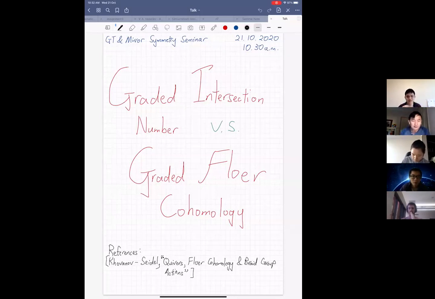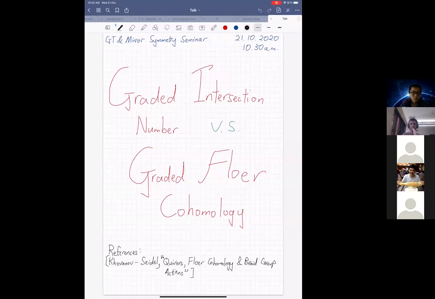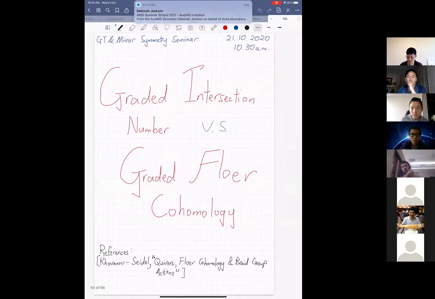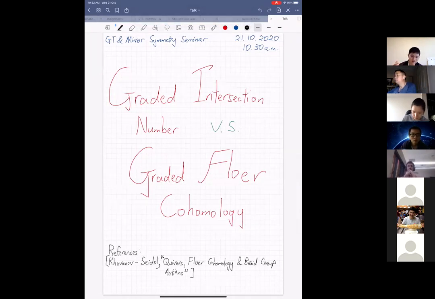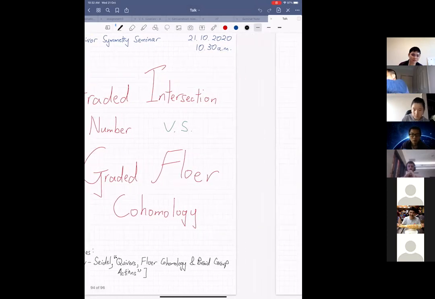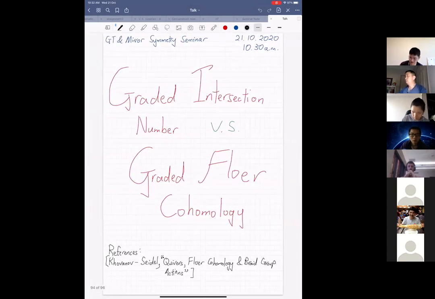Okay, hi everyone. So today I want to talk about the topological setup in this paper, and then hopefully this will help us to understand the symplectic setup. Yeah, and we will see if we have time, we will see how we set up in the Lagrangian story. If not, then we will go to the next time. So today we will focus on graded intersection number between curves.